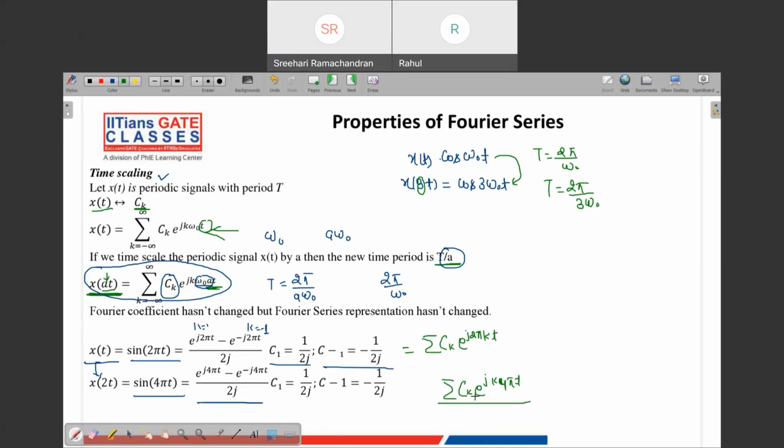So once I compare it with this one, c of 1 will be again the same as the upper one, and c of minus 1 is again the same as the upper case. So when you do the time scaling, the Fourier coefficient c_k is not going to change. Anyone has any doubt?